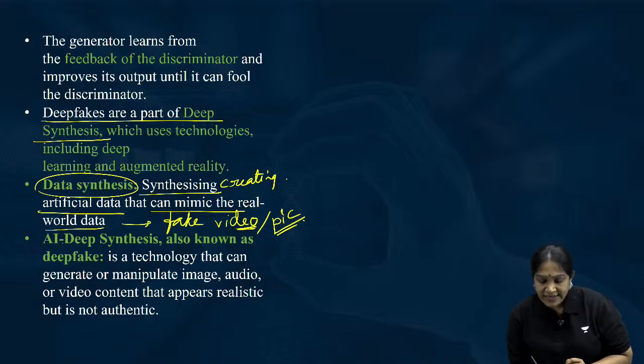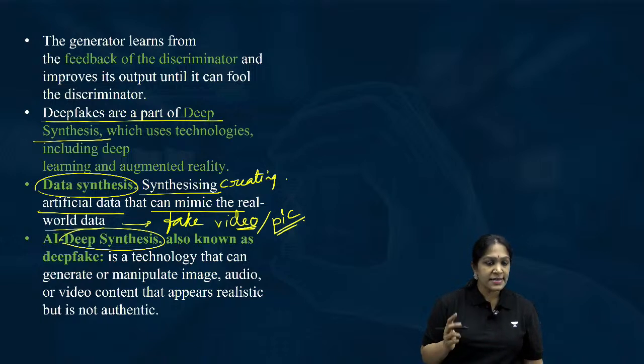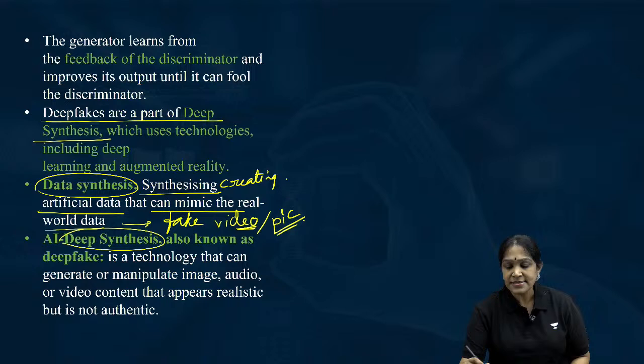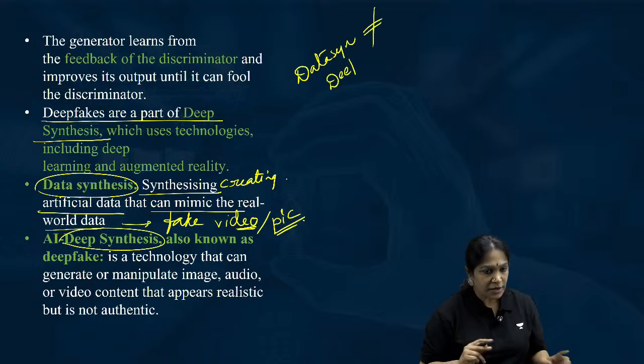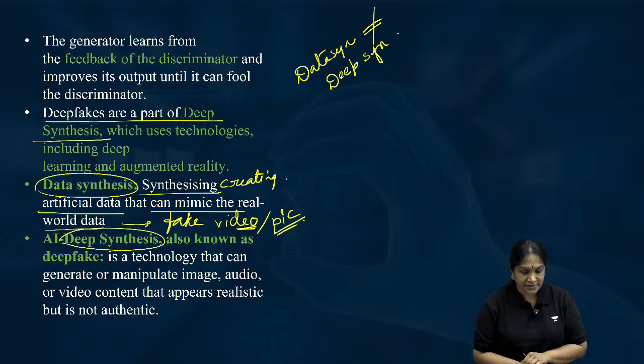Next, deep synthesis. The next word is called deep synthesis. Both are different. Data synthesis is not the same as deep synthesis. Is it clear? Both are different. Now we are trying to understand what deep synthesis is.